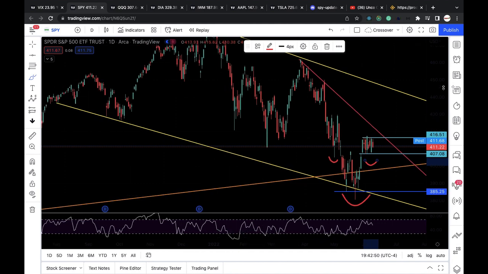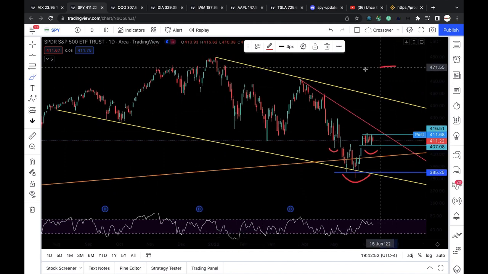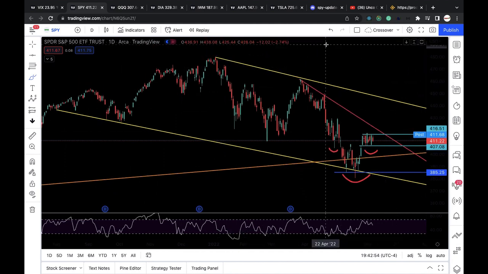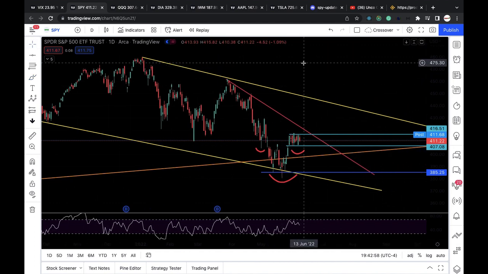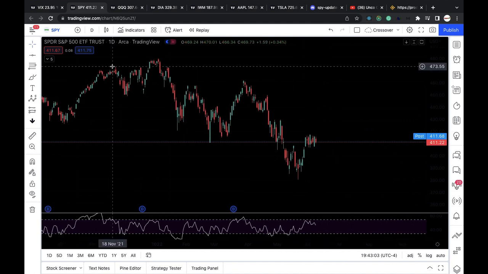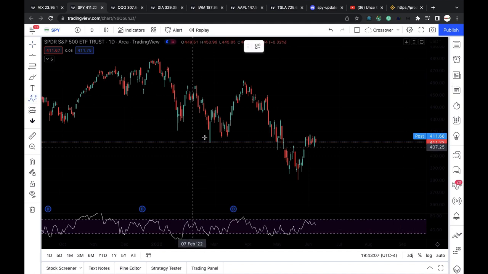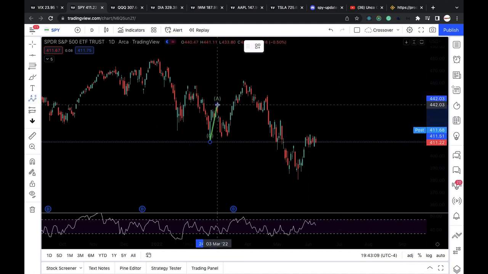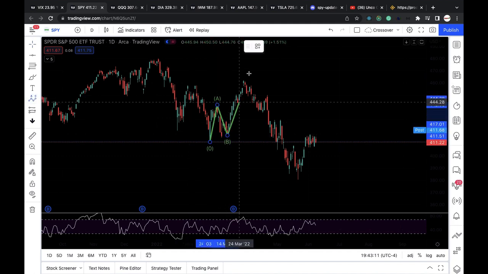All right, now what else am I looking at? Also, I know a lot of people like Elliott Wave, so I was doing a little Elliott Wave myself. Now, I'm not the best Elliott Wave guy, but I do see a little bit of an ABC correction here. So this would be the ABC.